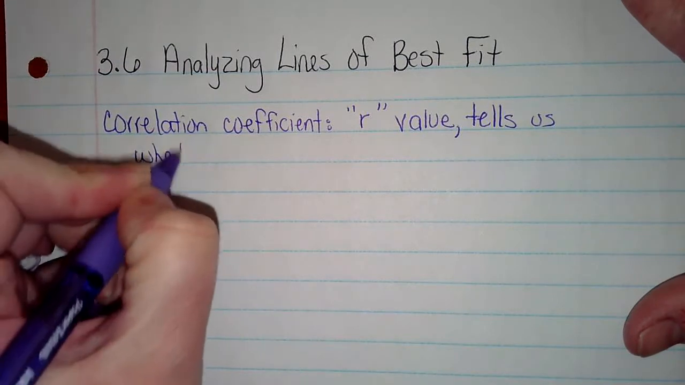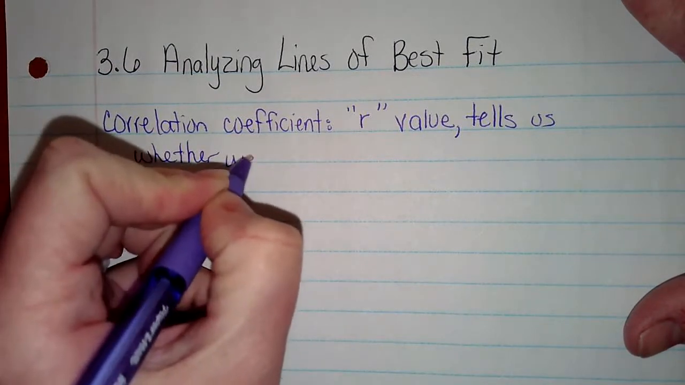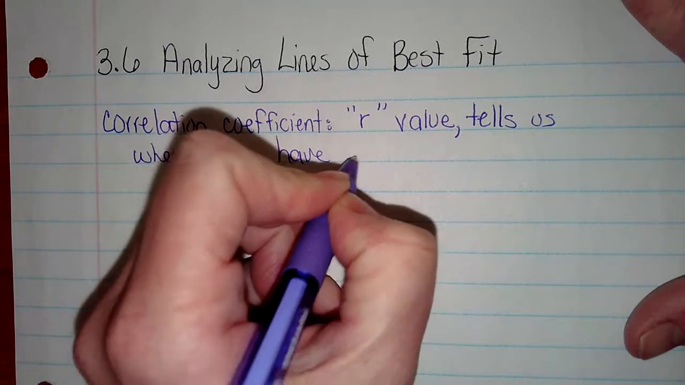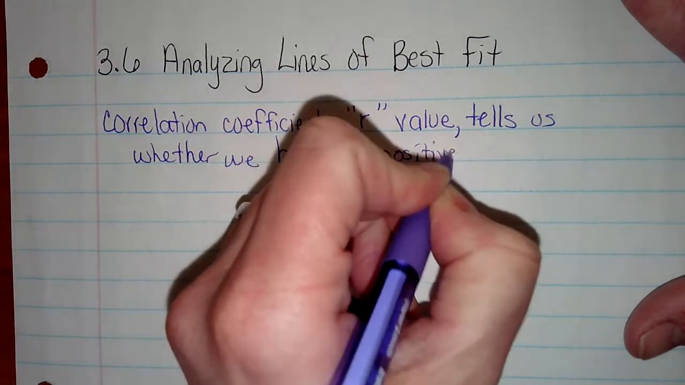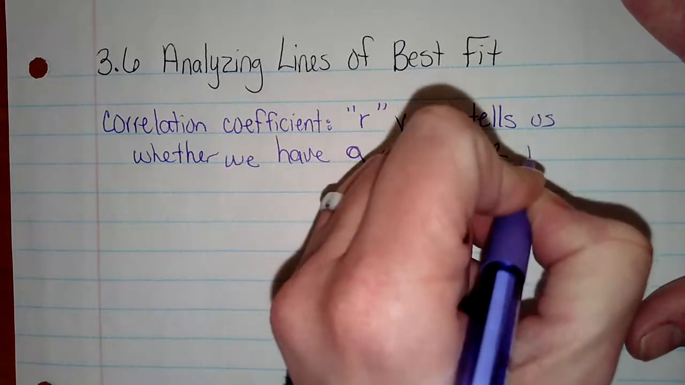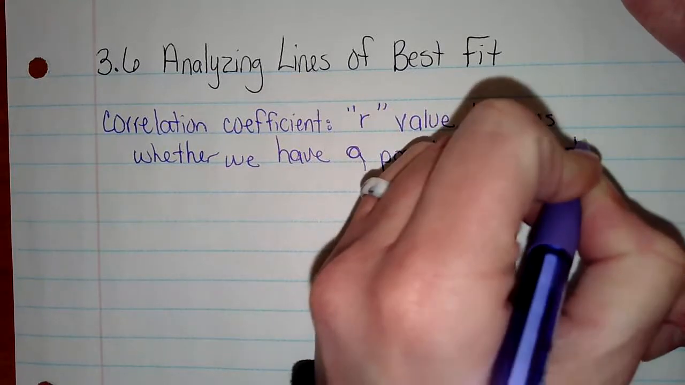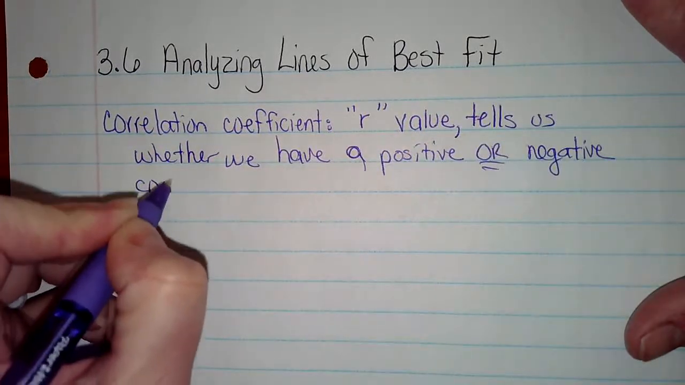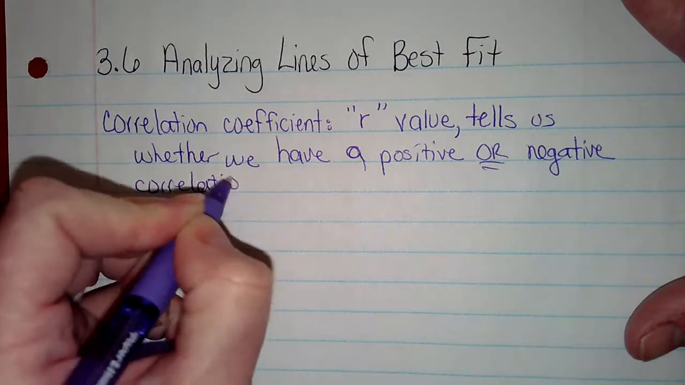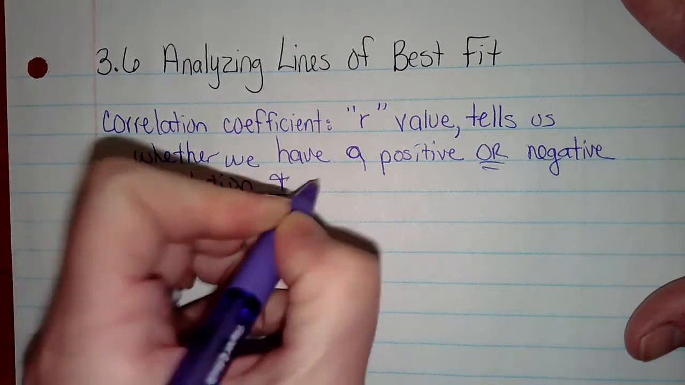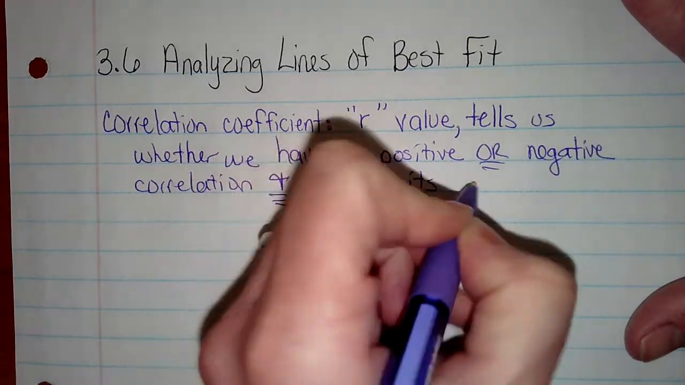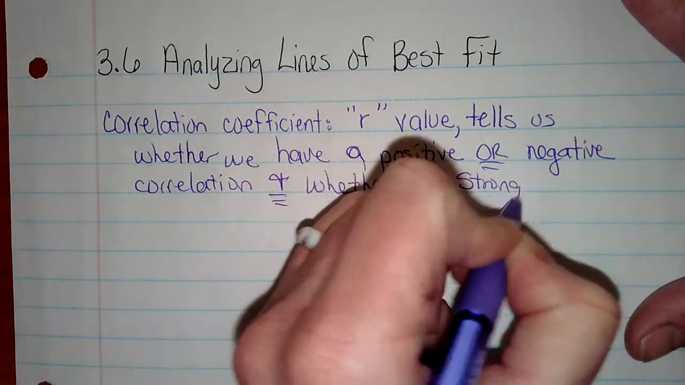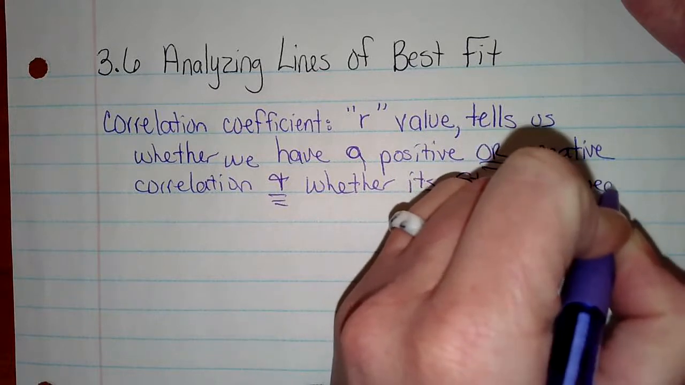And what the R value does is it tells us whether we have a positive or negative correlation. But it also tells us whether it's strong or weak.